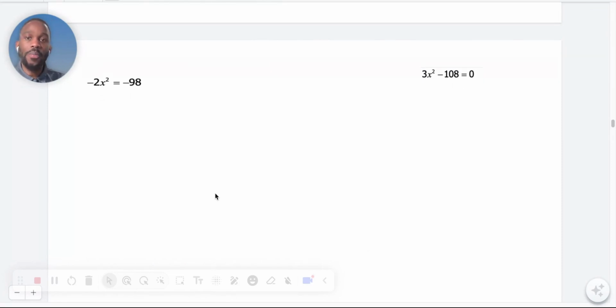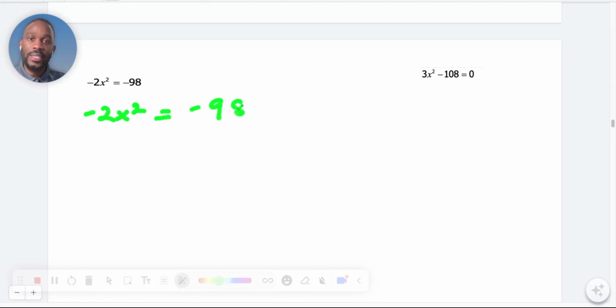Again, there is no middle term here. There is no b term. So you're having minus 2x squared being equal to negative 98. Just divide both sides of the equation by negative 2. That's what you have to do first. And then that cancels. You'll have x squared being equal to, the negatives cancel, and then you'll be left with 49.